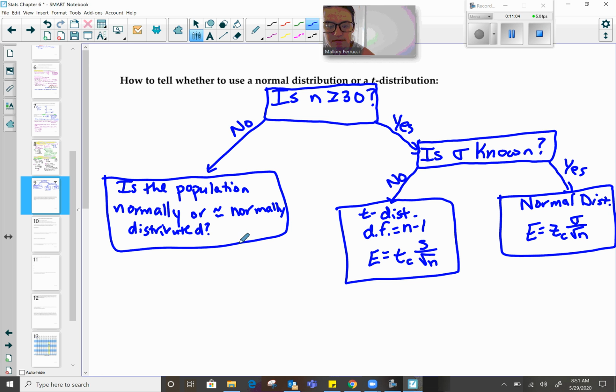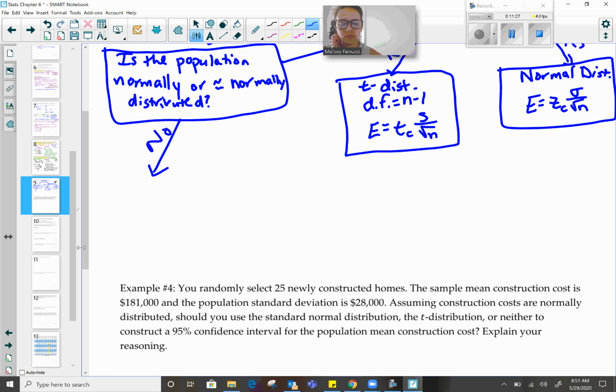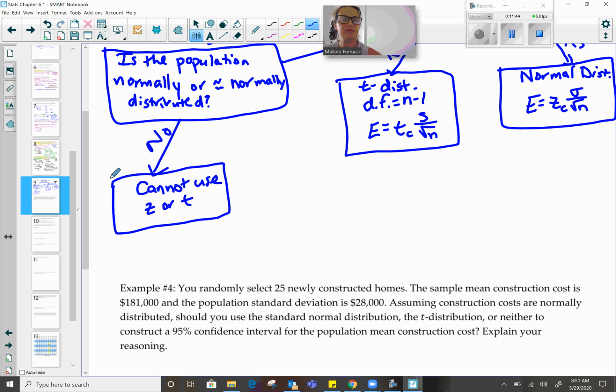If yes, then you'd go to here, ask yourself that. If it's no, then you cannot use z or t. Basically, you won't have enough information to figure that one out.